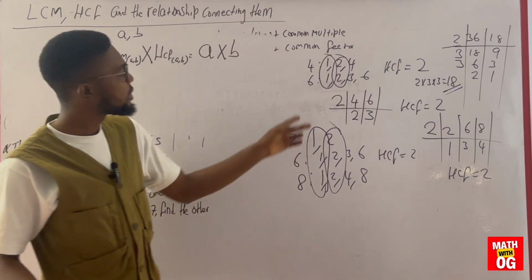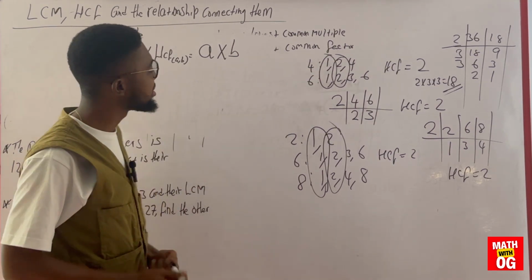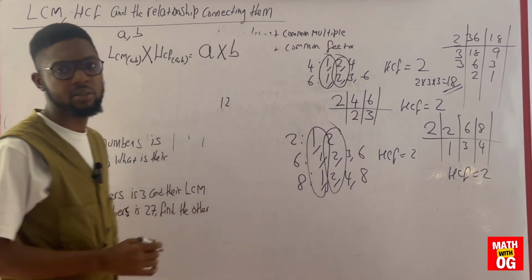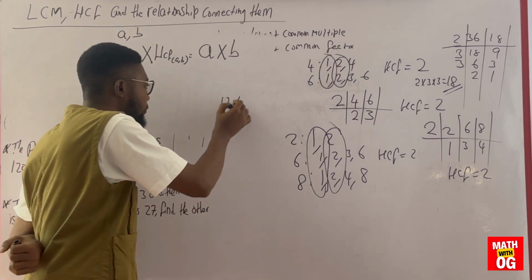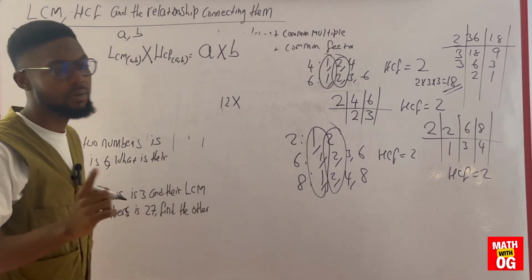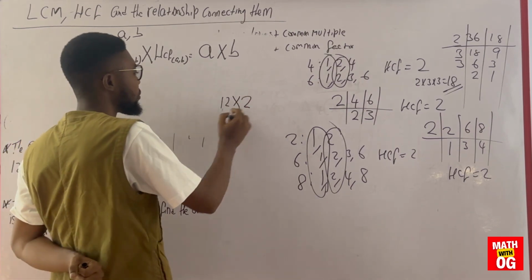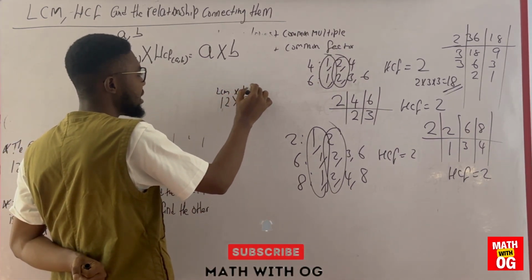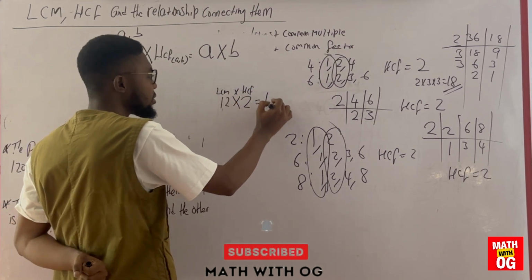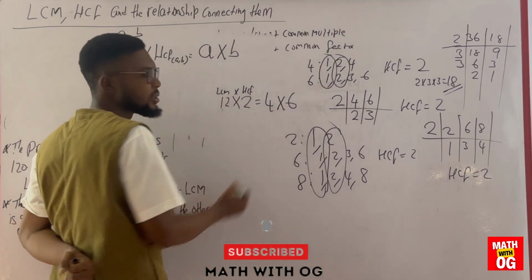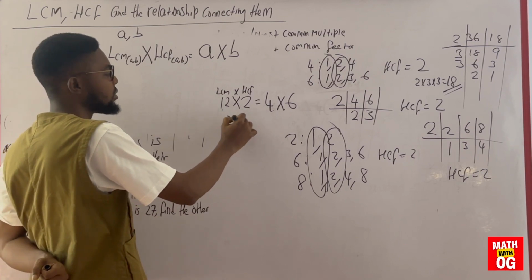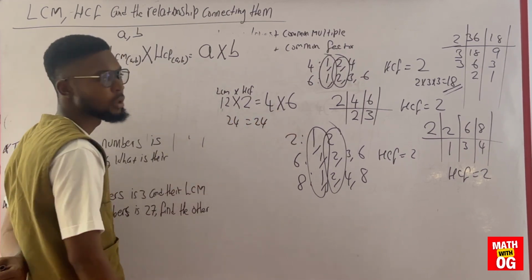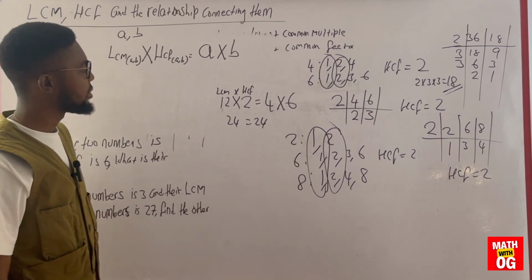When we looked for the LCM of 4 and 6, I believe our answer was 12. Then when we looked for the HCF of 4 and 6, I believe our answer was 2. So the LCM of 4 and 6 multiplied by the HCF of 4 and 6 should give us the product of 4 and 6. And 12 times 2 is 24. 4 times 6 is simply 24. So that's that for that.